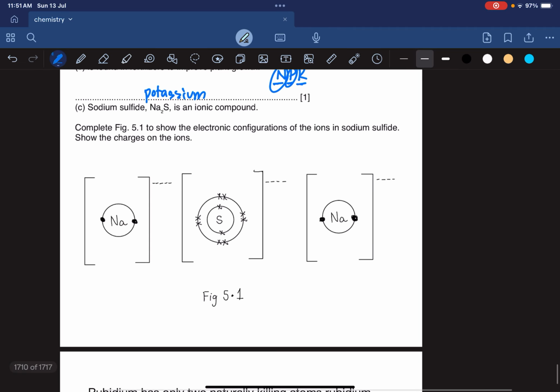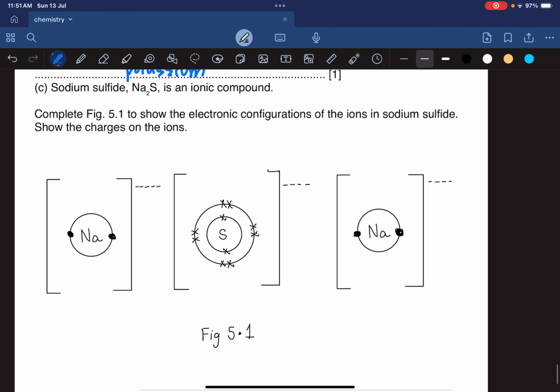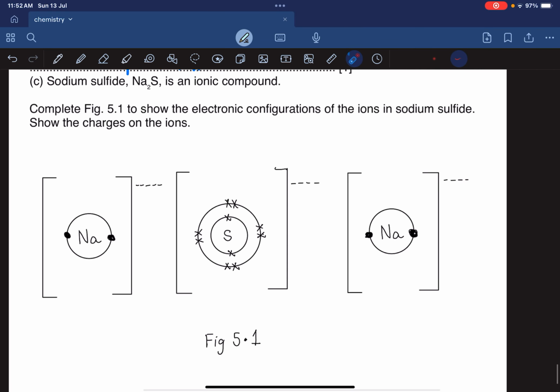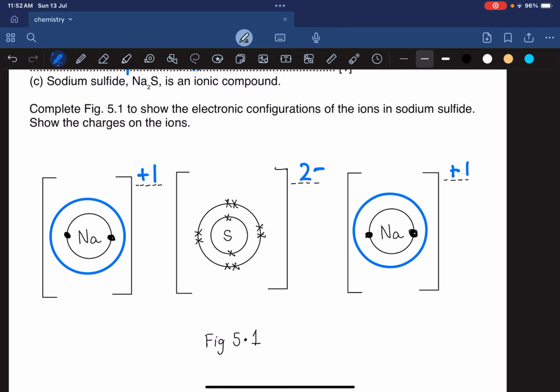Moving on. Sodium sulfide, Na2S, is an ionic compound. Complete figure 5.1 to show the electronic configurations of the ions in sodium sulfide. Show the charges on the ions. I guess that's easy, because you know that sodium is simply going to have a charge of +1 because it's an alkali metal. To balance out a +1 charge, you need a 2 negative charge. +1 means that you've just lost your 1 electron and your last shell is filled. Okay, you just need to have a complete last shell.